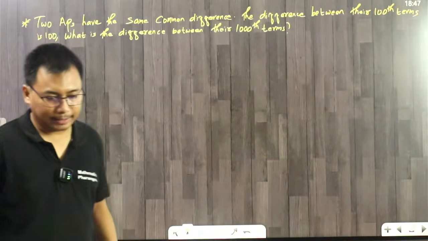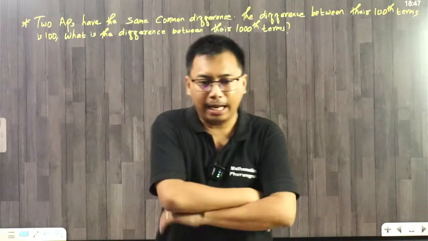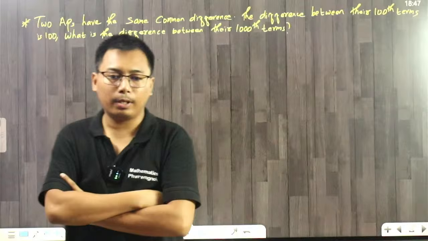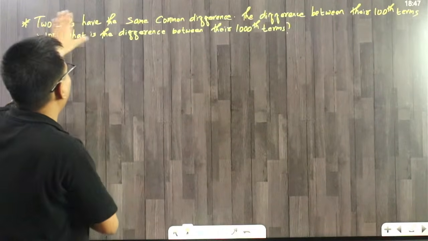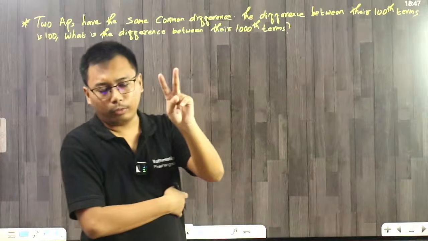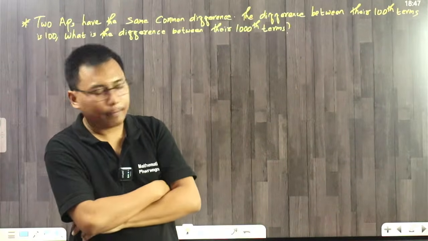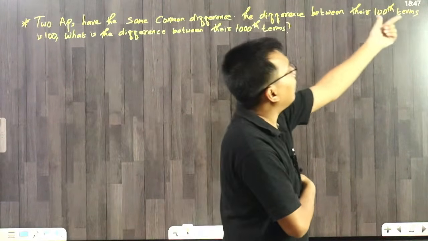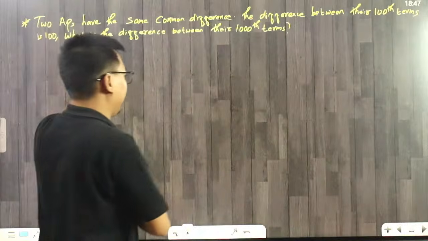Two APs have the same common difference. We have two APs, and those two APs have the same common difference. The difference between their 100th terms is 100.